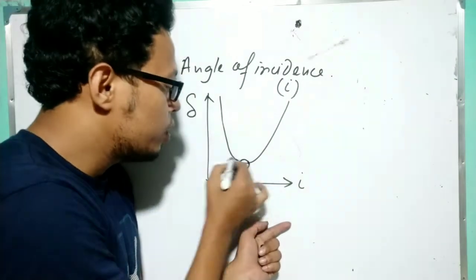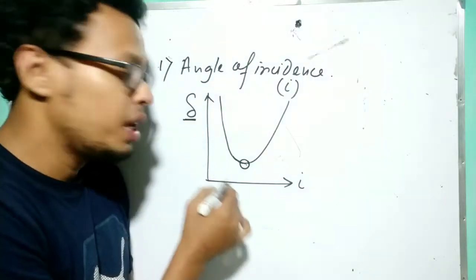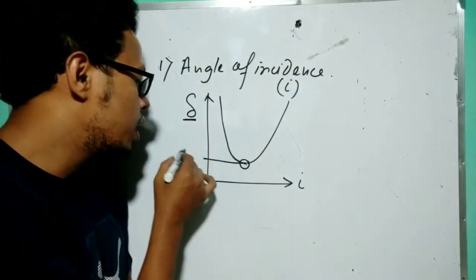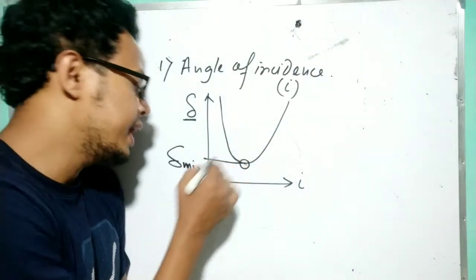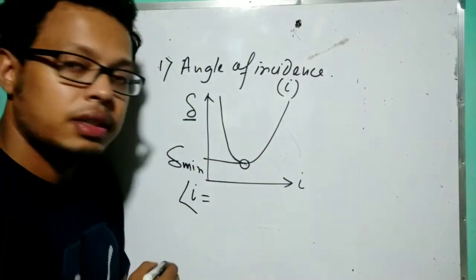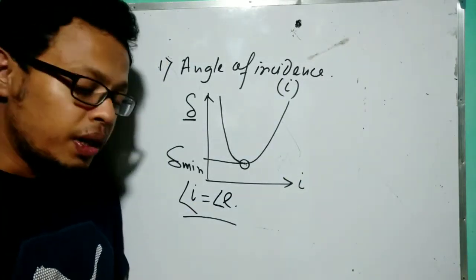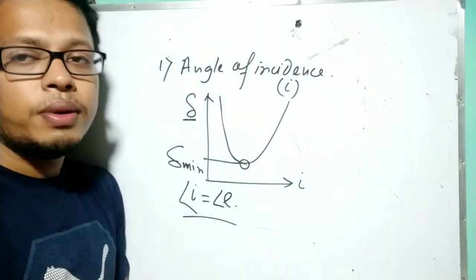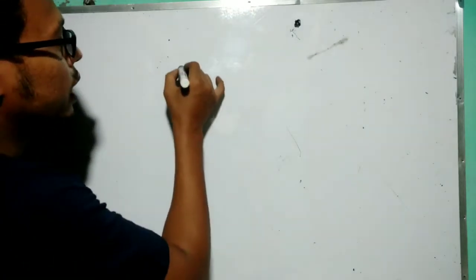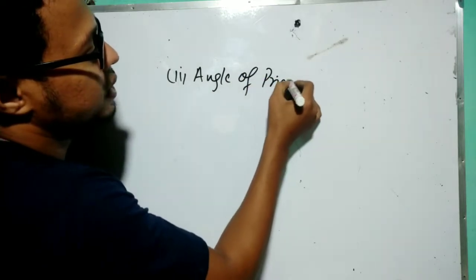The point where it is minimum, where delta gives the minimum value, is called delta min, meaning the angle of minimum deviation, and at that point the angle of incidence equals the angle of emergence. What is the definition of the angle of minimum deviation? The point where the angle of incidence equals the angle of emergence. And the second factor is the angle of prism.